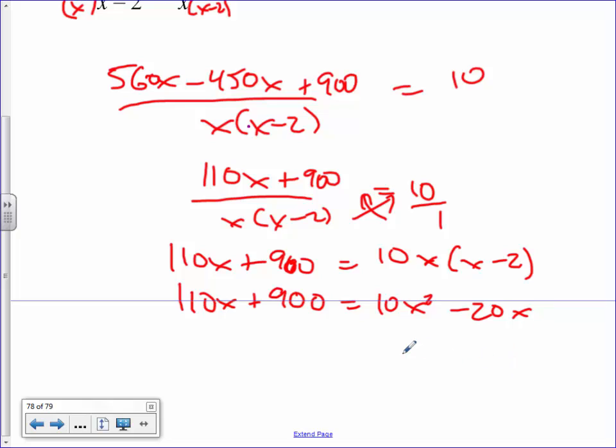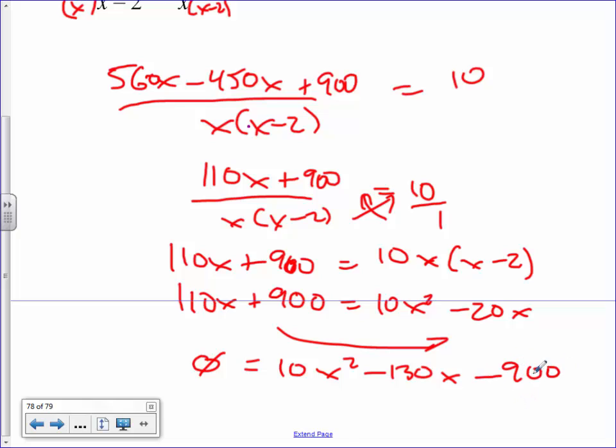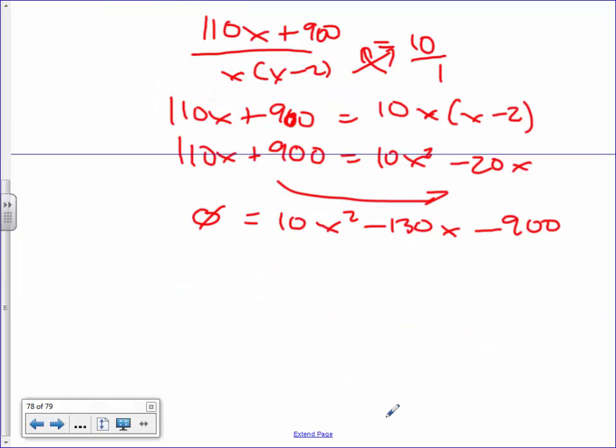Yeah. So I would just suggest quadratic formula. That's probably the best move at this point. So I'm going to bring everything to one side. You've got 10x squared. When you minus this 110x from the minus 20 there, I'm going to get minus 130x. And minus 900. That's really, really, really dumb.